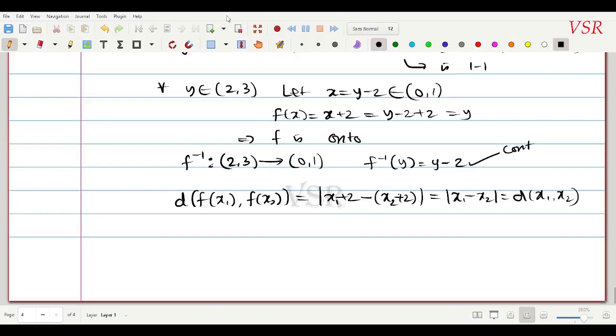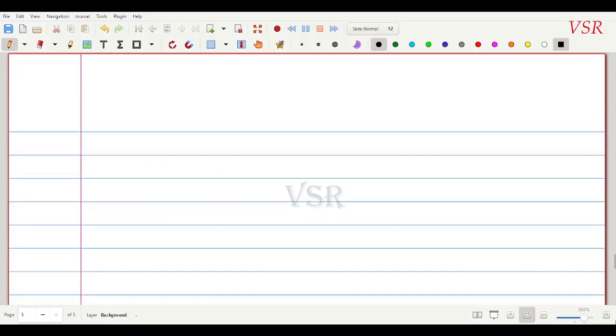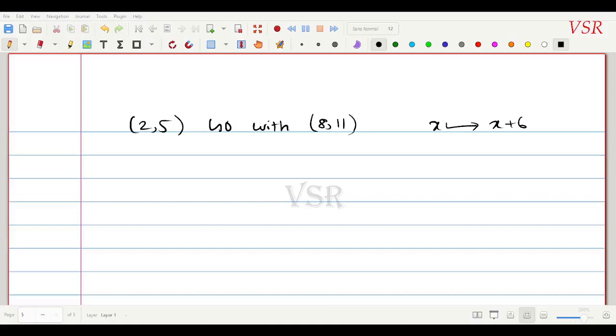So the next problem is homework: show that (2,5) is isometric with (8,11). You just add 6, that's all: x goes to x plus 6. So prove this yourselves. Okay students, I'll stop here, thank you.